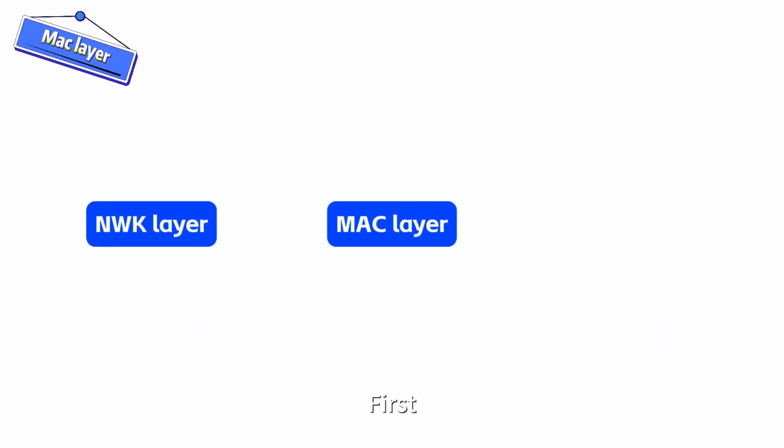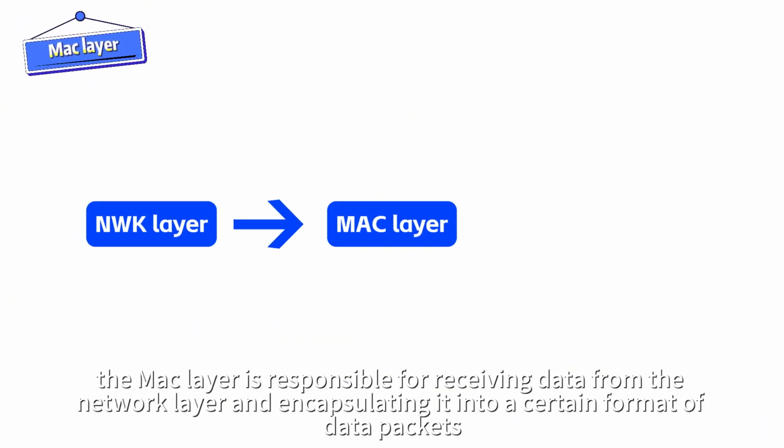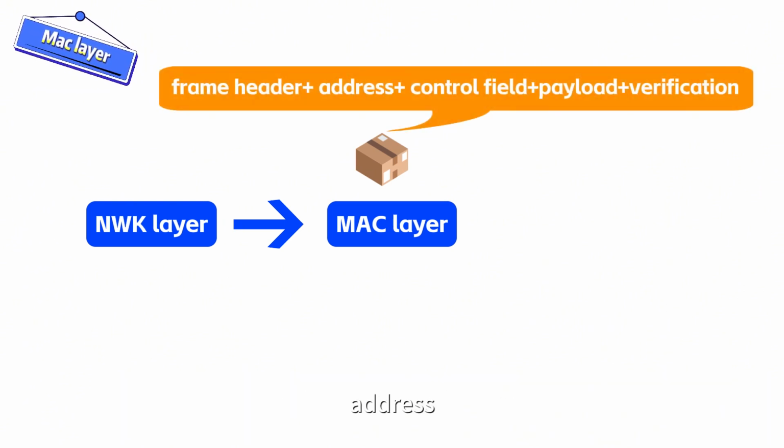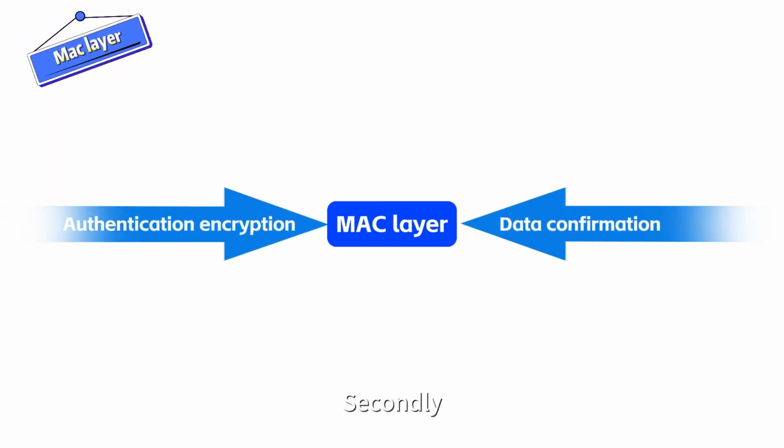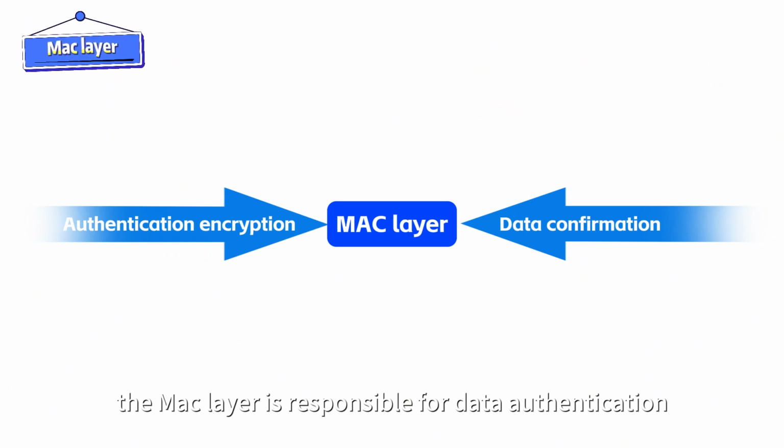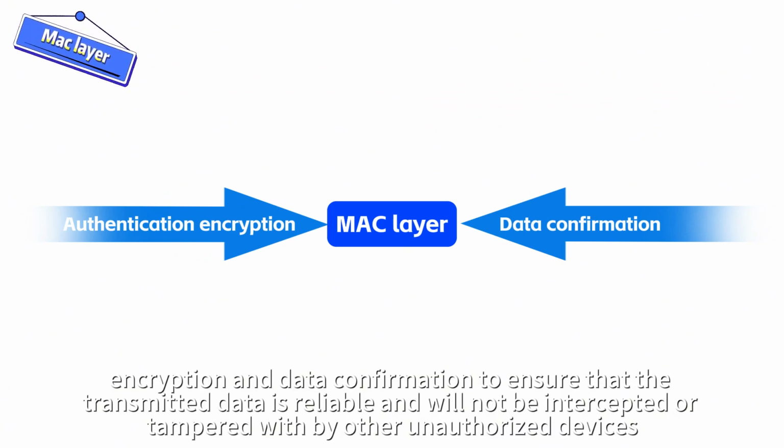The MAC layer mainly has 3 functions. First, the MAC layer is responsible for receiving data from the network layer and encapsulating it into data packets of a certain format, including frame header, address, control field, payload and verification, etc., and sending it to the next layer. Secondly, the MAC layer is responsible for data authentication, encryption and data confirmation to ensure that the transmitted data is reliable and will not be intercepted or tampered with by other unauthorized devices.